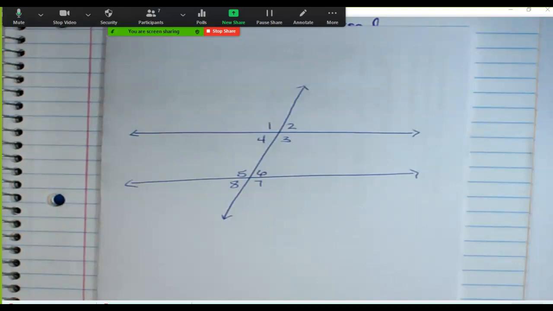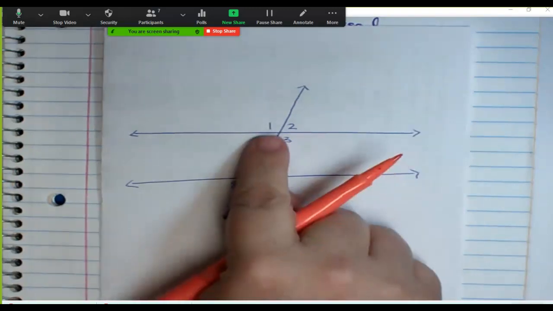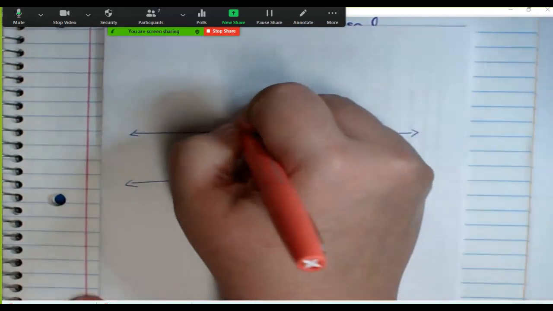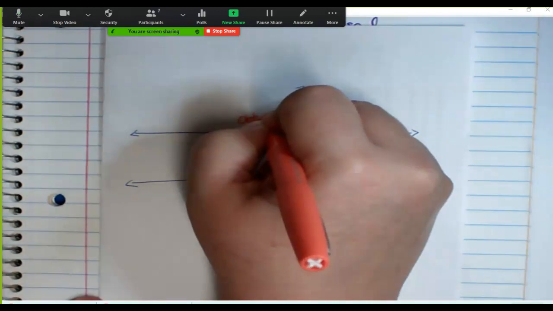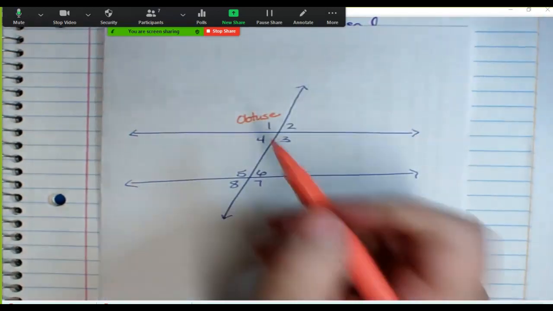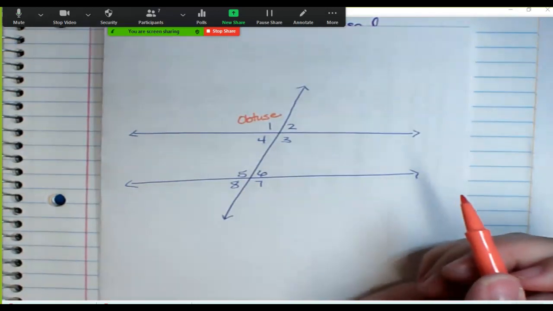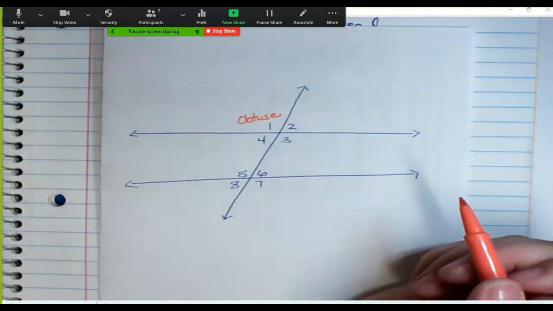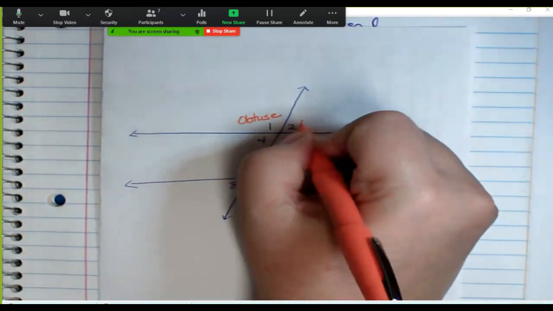What is an obtuse angle? Greater than 90, but less than 180, yes. What's an acute angle? Less than 90, a cute little angle. All right. Look at angle number 1. Is that obtuse or acute? Obtuse. Label that, please. Obtuse. O-B-T-U-S-E. What about angle 2? Is that obtuse or acute? Acute. Label it.